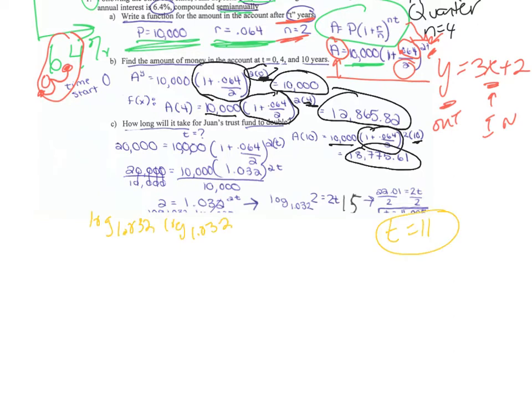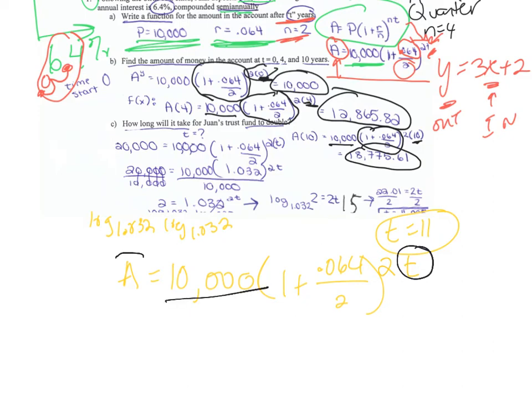So for this next problem, we're still using that same formula, right? The amount equals the 10,000 times the 1 plus 0.064 over 2 raised to the 2 times t, right, semi-annually. So now we're going to work backwards. How long will it take, so we're trying to find this value, the time, right? How long is it going to take for his fund to double? Now, if we know he started with 10,000, that's the principal. The final amount would be 20,000.